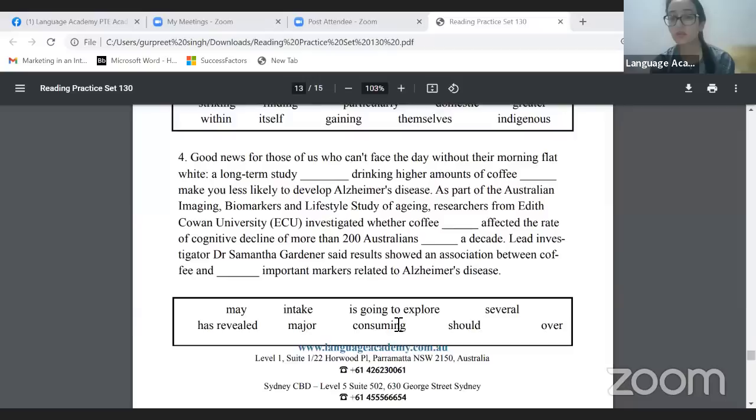Coffee, Bhuvan. No, consuming cannot be the answer. It could have been consumption. Whether coffee consumption affected the rate. Cannot be coffee consuming affected the rate. Or the other way, it could have been consuming coffee affected. But not coffee consuming.